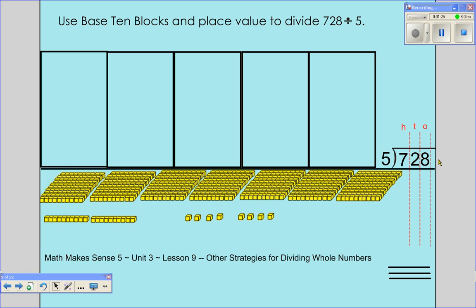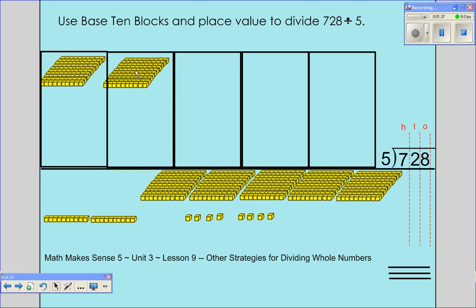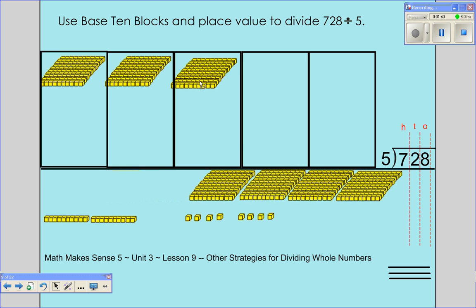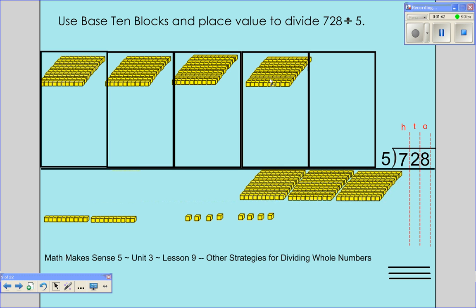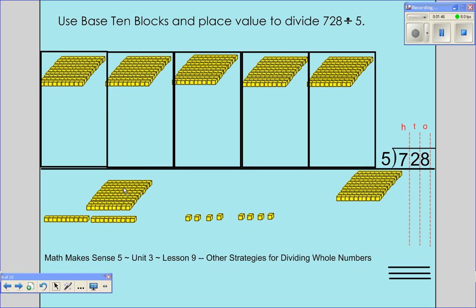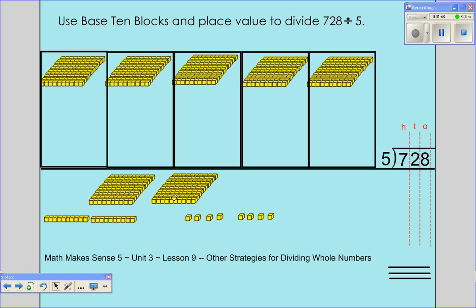Now I'm going to begin the process of division. First of all, I have to deal with the hundreds. So I want to divide the hundreds into the 5 groups. And I know when I only have 700s that I'm only going to get one of them in each group. So we'll start right off with that. I'm going to get one in each group. But what do you know? I have some leftovers I'm going to have to deal with. We'll deal with those in a minute.